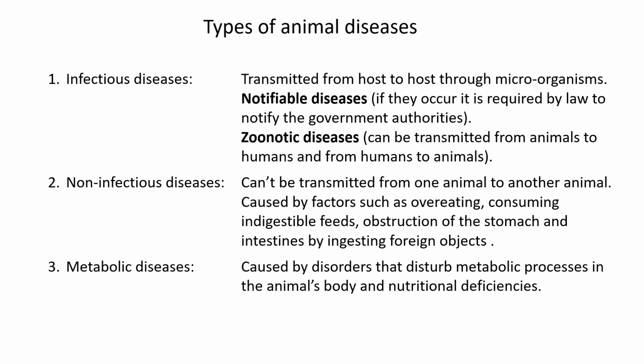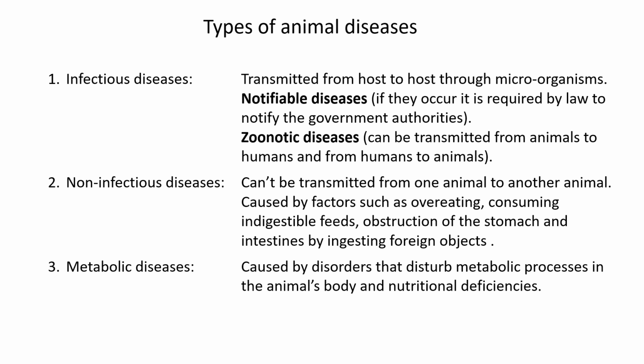Then thirdly, there are also zoonotic diseases. These are diseases that can be transmitted from animals to humans, and humans can also transmit them to animals. So zoo actually refers to animals, so zoonotic means it can go from animal to human.